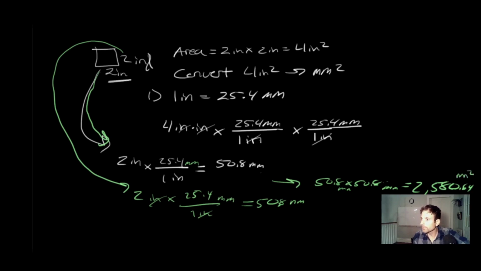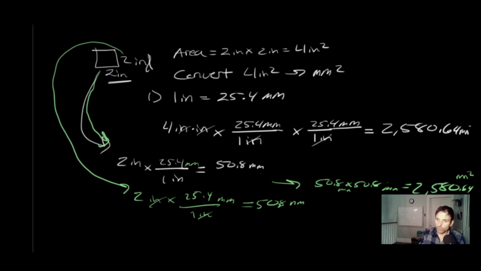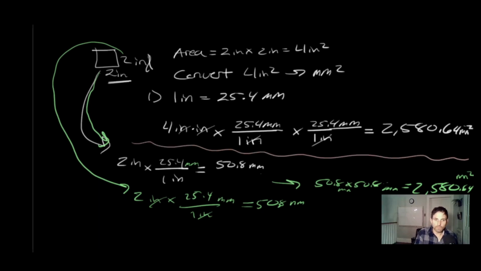Millimeters squared. Okay? And if you look up here, if you do it the way that I did it here, just a straight multiplication, you see the same answer, 2,580.64 millimeters squared. So you can see it 2 different ways here, and these are two different ways of doing the exact same thing.